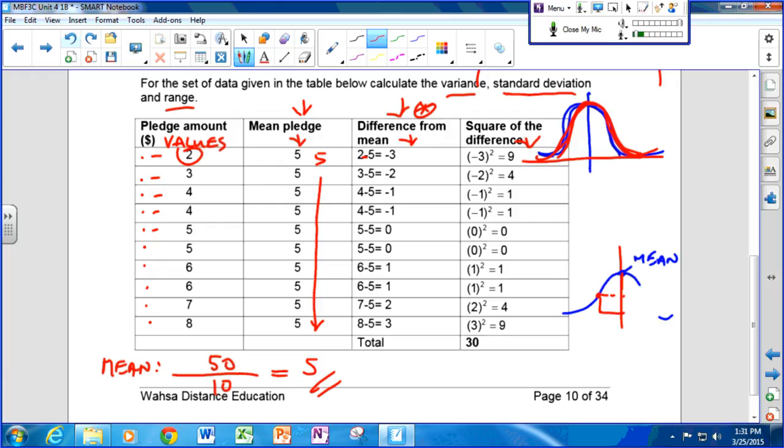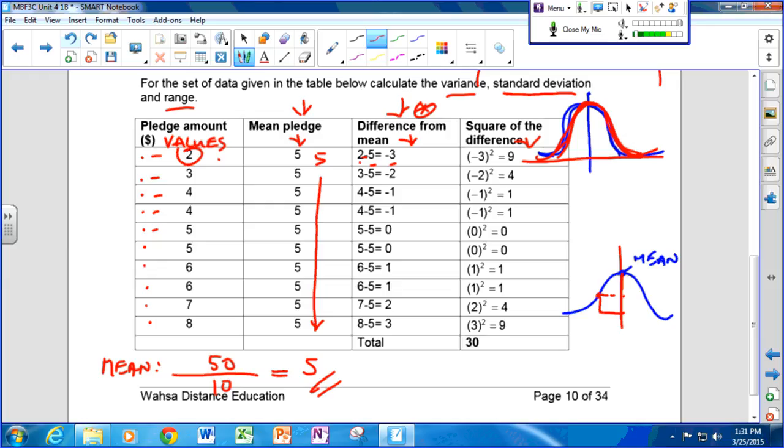Whoop, and I just erased some of it. There we go. Okay, so in this case it's the value minus the mean. It's negative numbers. Don't worry about the negative numbers, and I'll show you why in a second. We're not interested in the sign of the number.